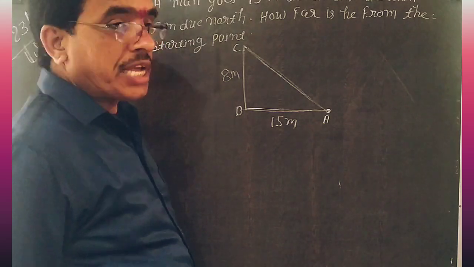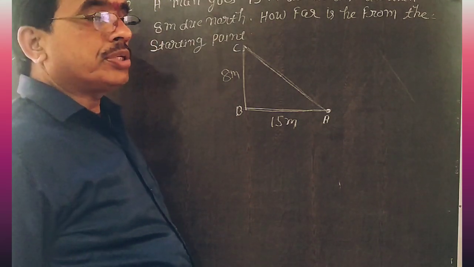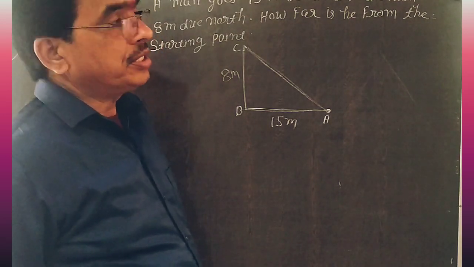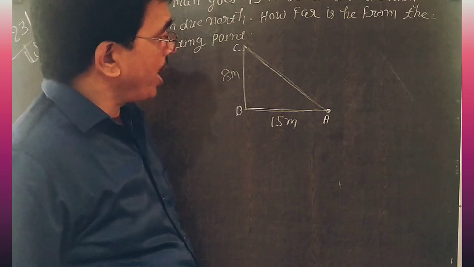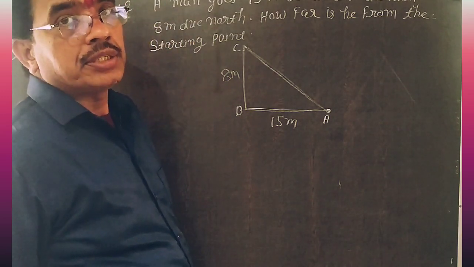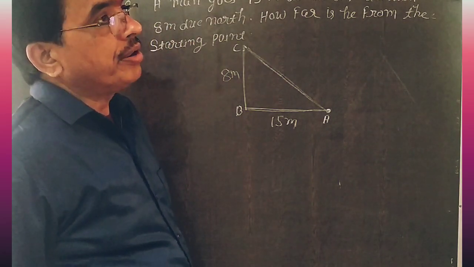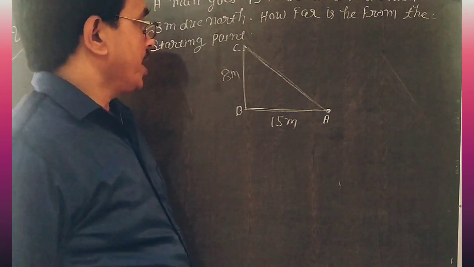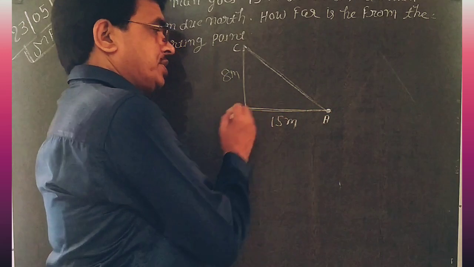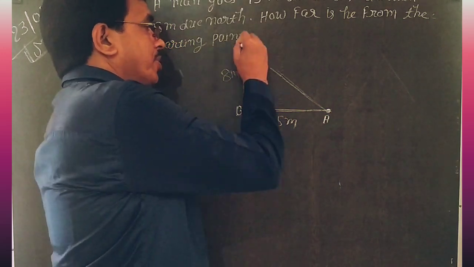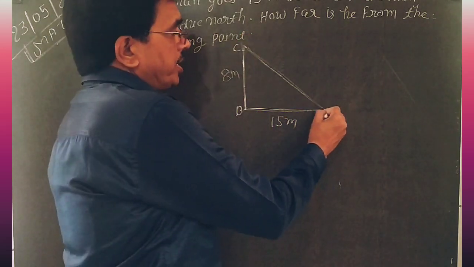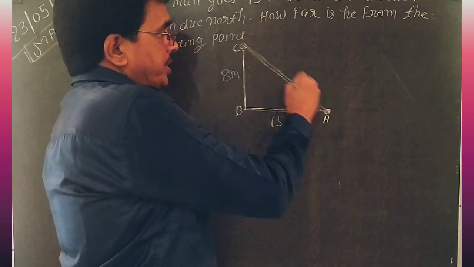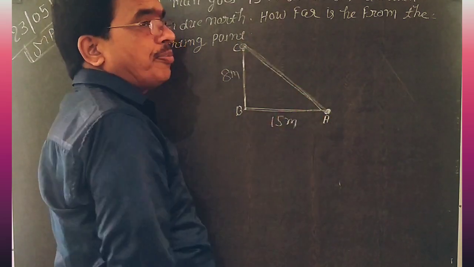This type of question, anyway, goes north, then moves south, east, west, anything. Every time you only find the hypotenuse, then you can find the result. Here is 15 meter due west, then 8 meter due north. Then your question is what is the distance from the starting point now? So now the distance from the starting point is the hypotenuse.